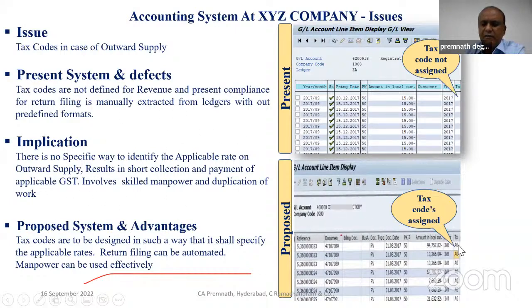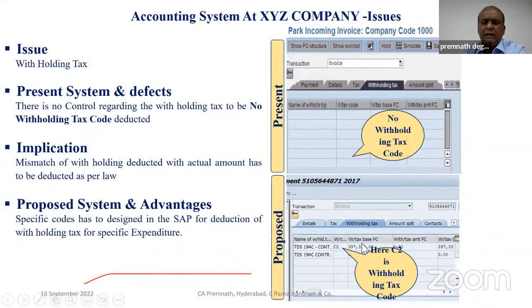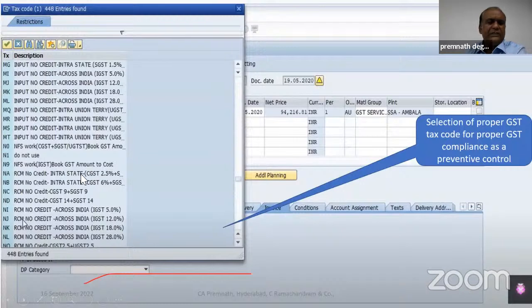And if you start using the codes here, like the codes I have stated here, if you are able to highlight them while generating the invoice, then reporting automatically becomes easy for us. These are various types of very detailed codes. Selection of the proper GST tax code for proper compliance, as a preventive control, will make our work very easy. As many as 448 codes, you can use. You can go into detail, and this is a one-time exercise.